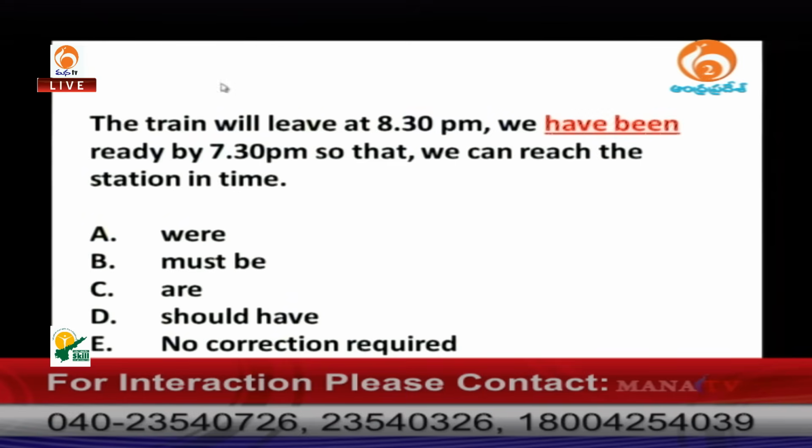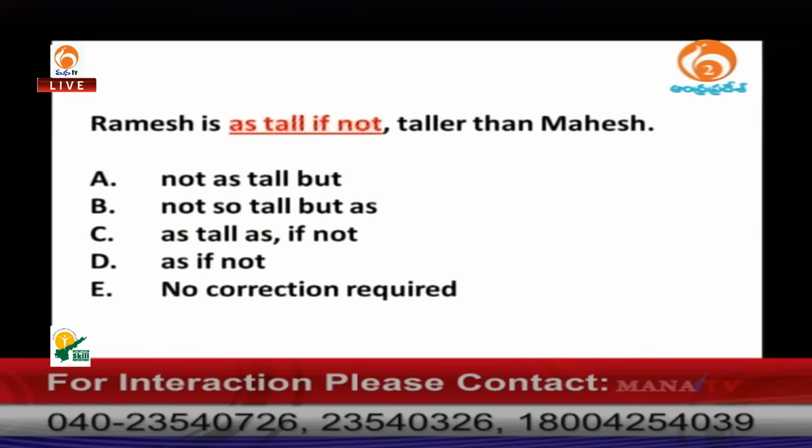Now look at the first sentence, it says the train will leave, that means it's future tense. That's why must be is the correct answer. I am setting a rule. The train will leave at 8:30 p.m. We must be ready by 7:30 p.m. Means this is going to happen, and that's why. When I say should have, that means it's past tense. We are means present tense. We were means past tense again. So these are the areas that you need to pay attention to, understand the context, understand the tense form and the verb form. Alright, next question.